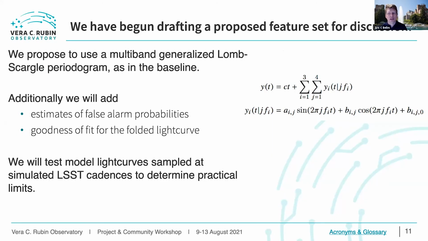For periodicity, I think a baseline would be to look at the generalized Lomb-Scargle periodogram to provide as much as possible good estimates of the false alarm probabilities and some sense of the goodness of fit of the fold to the light curve. I think this is an area where we'll really want to do some, maybe not exhaustive, but some work. It's relatively straightforward for us to use model light curves with simulated LSST cadences to understand the practicalities of this.